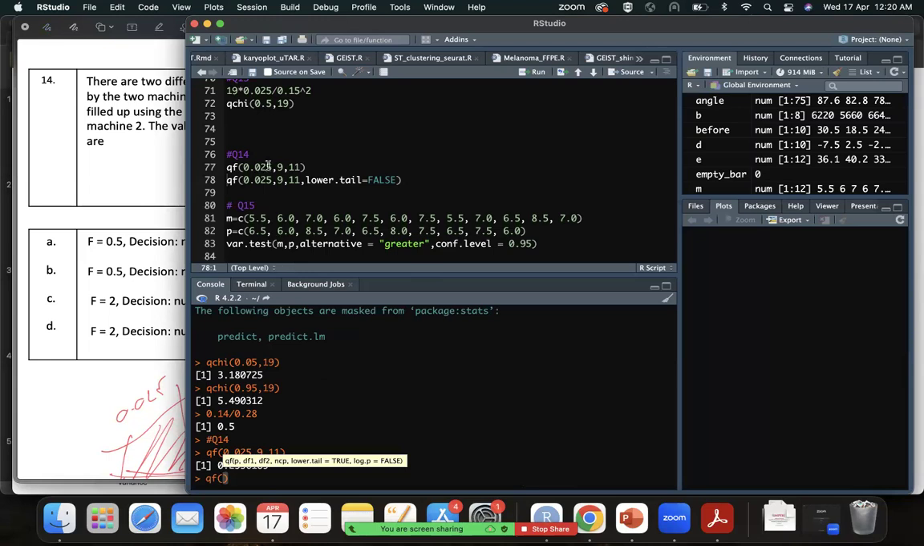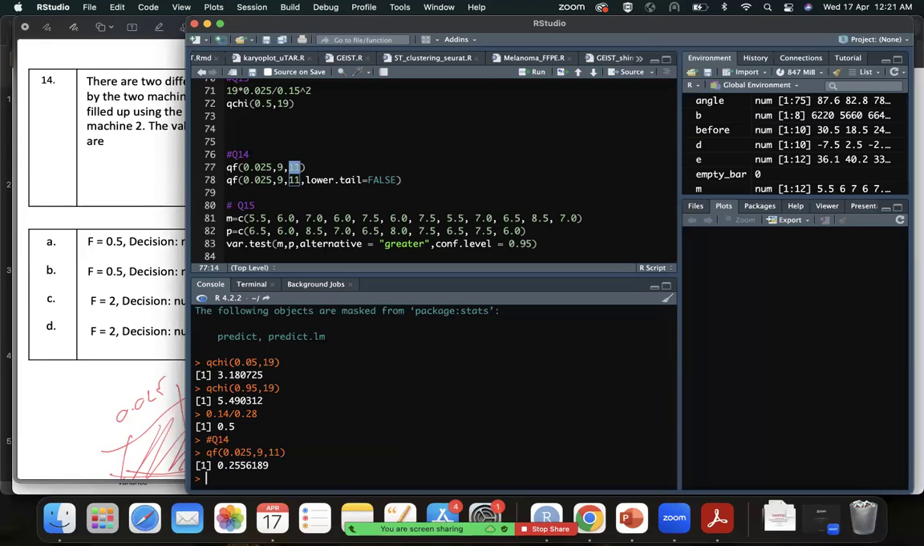Okay, so P, this is your area, you want 0.025, and DF1 and DF2. So you had 10 and 12, right? N1 was 10, N2 was 12. So N minus 1 is 9, 12 minus 1 is 11. So that's how you do it.